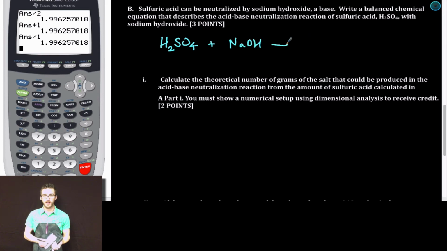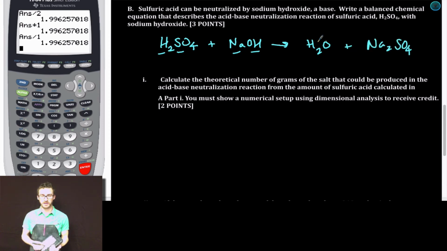Now my products here, I have to remember that acid-base neutralization reactions are examples of double replacement reactions. Recall that the hydrogen from the acid and the hydroxide from the base are going to come together to form water, and then the sodium, or the cation from the base, and the anion from the acid are going to come together and form our salt. In this case, sodium sulfate.